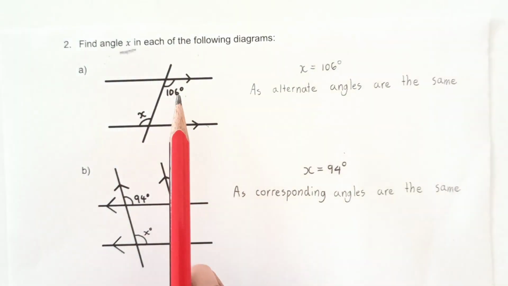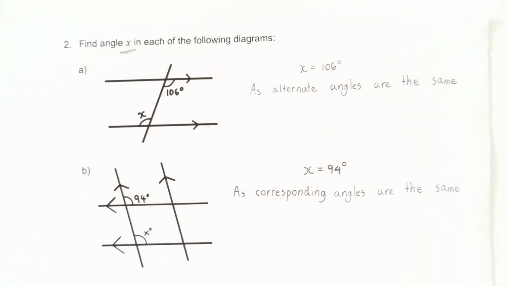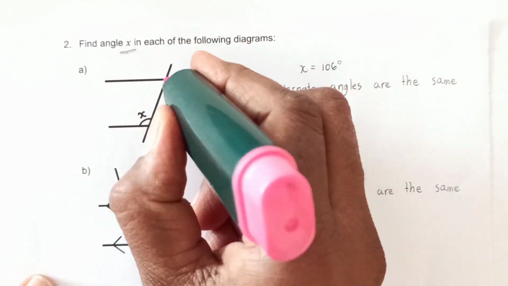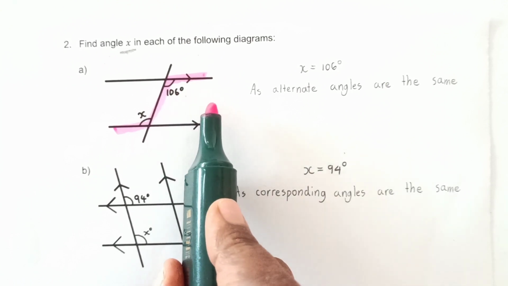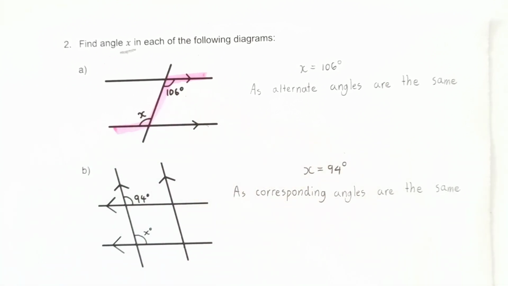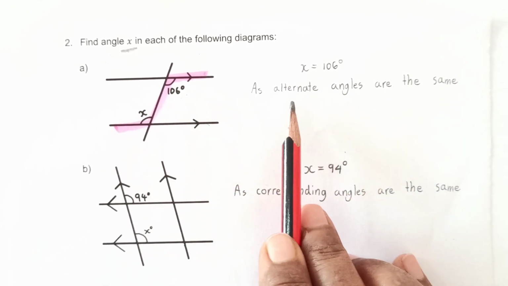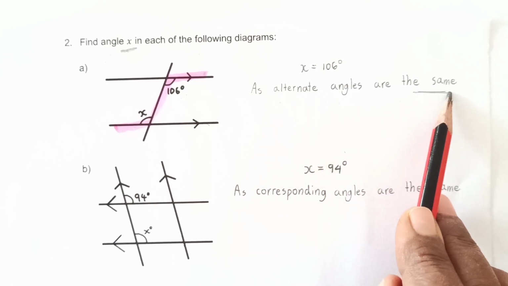So now if you notice this thing, you have this Z shape here. Let me show you. It's like this. So one is on this side, the other one is on the other side. So these are called alternate angles. If this is 106, this is also going to be 106. So as alternate angles are the same, right?